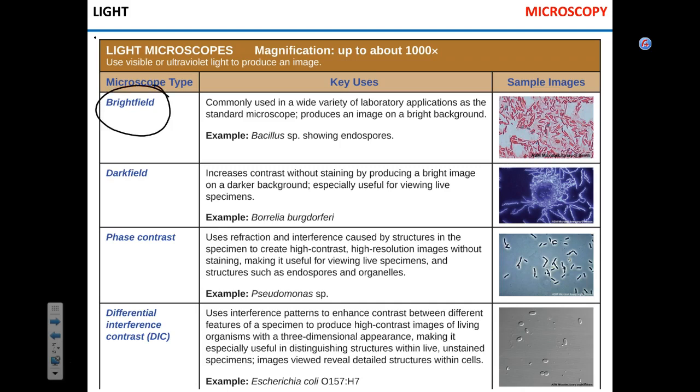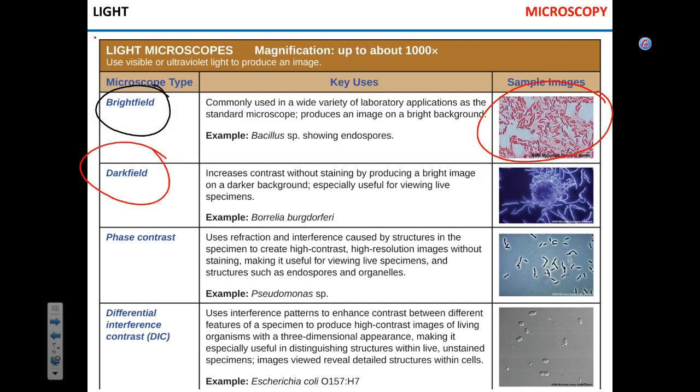Bright field microscopy is something that you will be using in this course. You observe the specimen against the bright background. That's about it. Makes sense, right? So light shines on the background. You see the specimen, which is darker than the background.